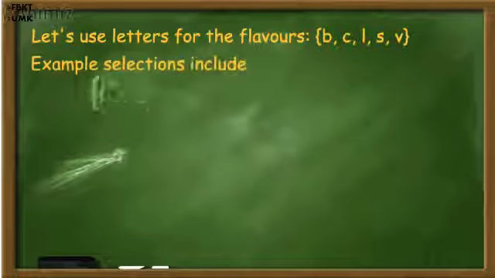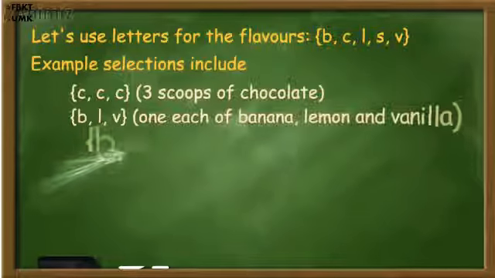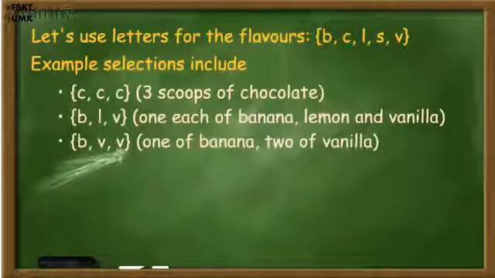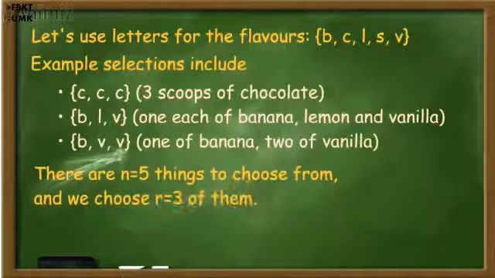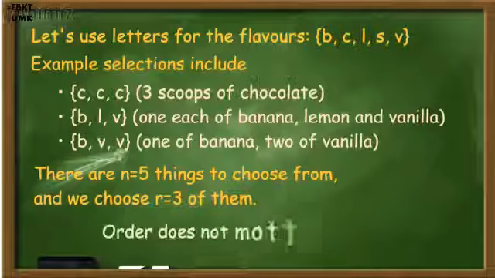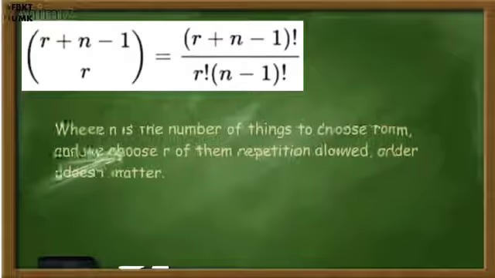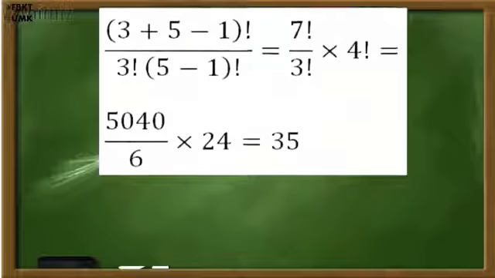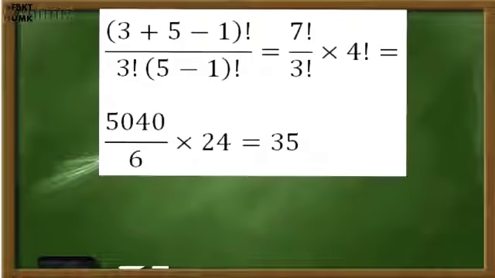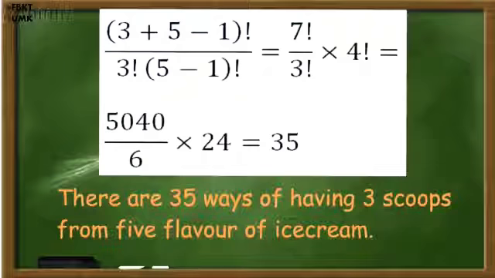Example selections include 3 scoops of chocolate, 1 each of banana, lemon, and vanilla, or 1 of banana and 2 of vanilla. Just to be clear, there are n things to choose from, and we choose r of them. The order does not matter, and we can repeat. We can write the formula like this, where n is the number of things to choose from, and we choose r of them, repetition allowed, order does not matter. So, we can calculate it like this. So, the answer: there are 35 ways of having 3 scoops from 5 flavors of ice cream.